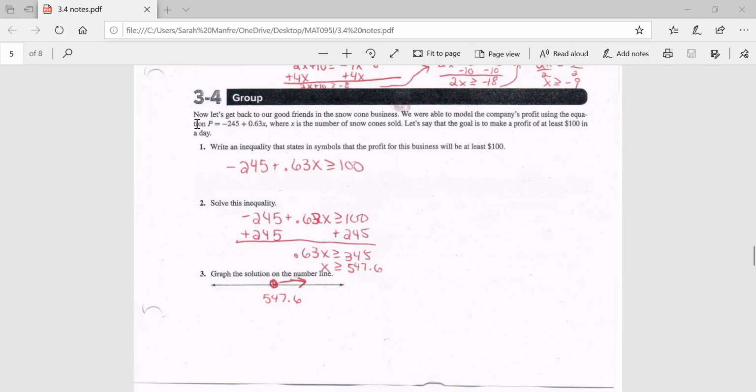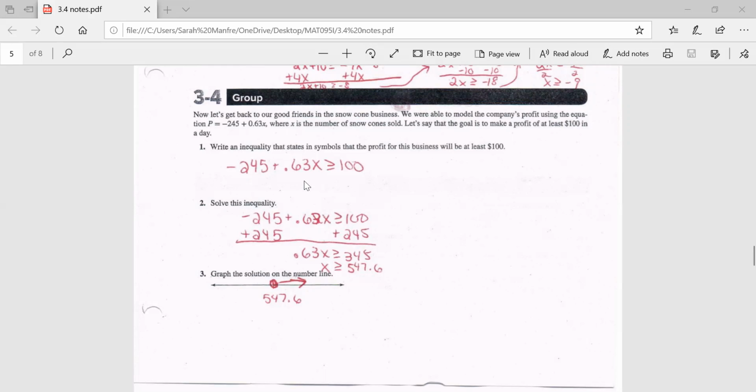Well, first thing is they gave us the equation in this problem. So we're going to take this, and it says at least $100. If you say at least $100, what does that mean? Does it mean that they want to make more than $100 or less than 100? Well, at least 100 means that it needs to be $100 or more. So $100 is going to be the smallest number. So that means that negative 245 plus 0.63x has to be bigger or equal to 100.